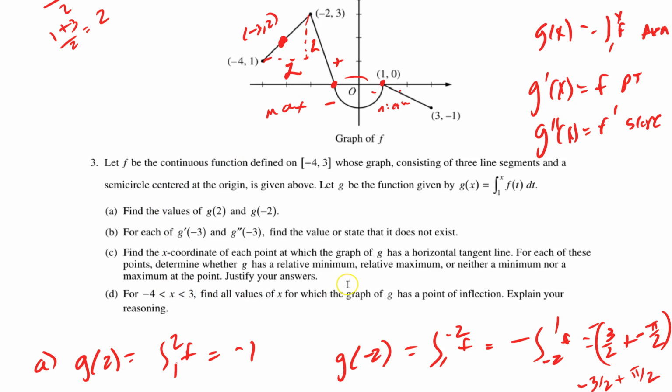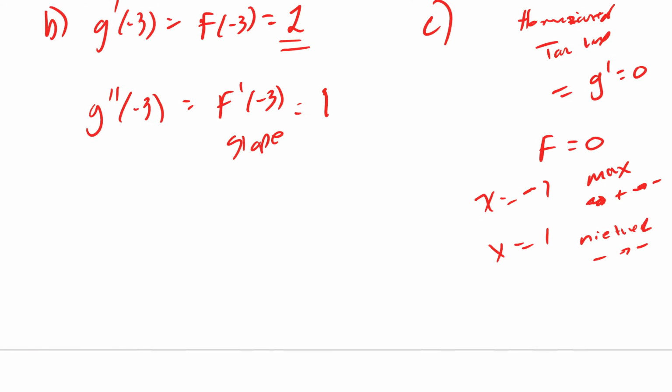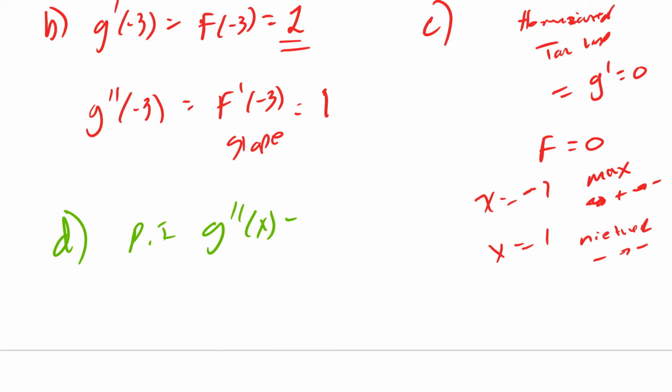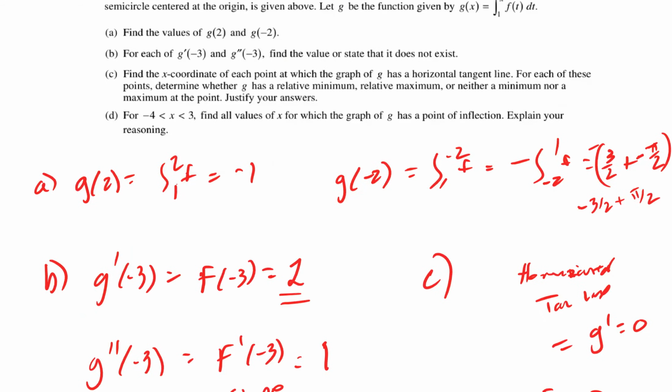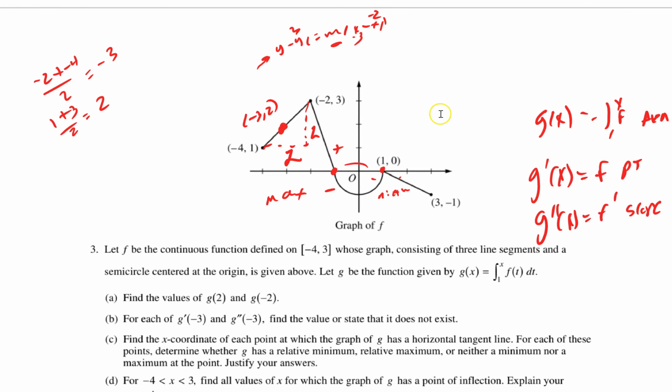D, find the x-values where the graph of g has a point of inflection. Explain your reasoning. So remember, you just gotta know your definitions. Point of inflection is when the second derivative equals 0. So in our case, it's when the slope equals 0 or undefined, plus a sign change. Very important, things I forgot. So we're looking for where the derivative of f is 0 or undefined with sign change. Derivative means slope. So we're looking for where the slope is undefined and needs a sign change.